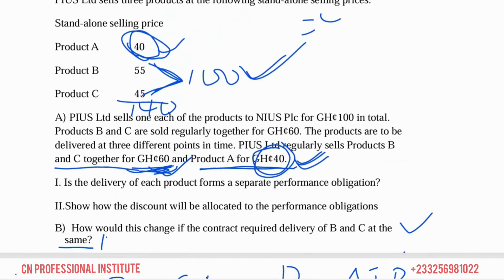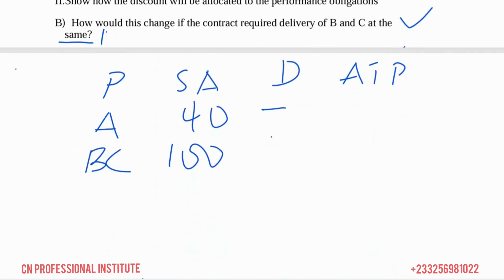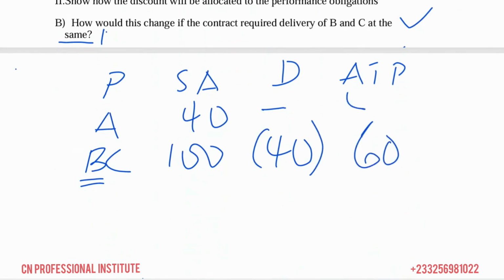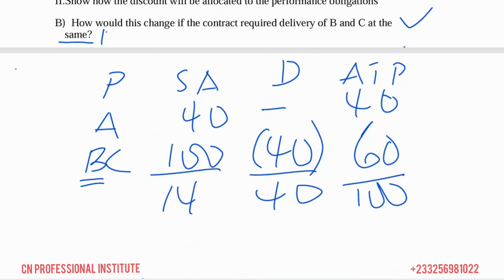Then the whole discount of 40 will be given to B and C. Here we are not going to allocate anything because we've put B and C together. If they were not together, we would have shared between B and C as we did in the first part. But here B and C form one performance obligation, not different performance obligations. So we put them together and we give them the discount. So the whole discount will be allocated to B and C. When you subtract here, you get 60. And here there's no discount for 40. You sum here, you get 100. Discount is 40. Sum of this is 140. So this is how we share the discount.